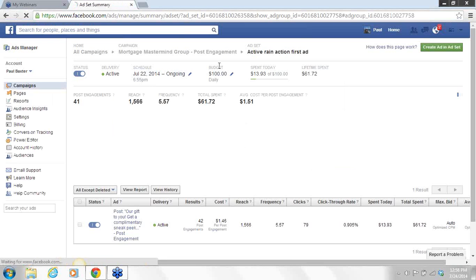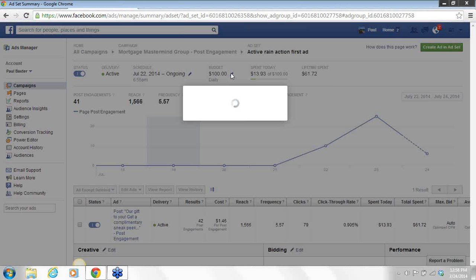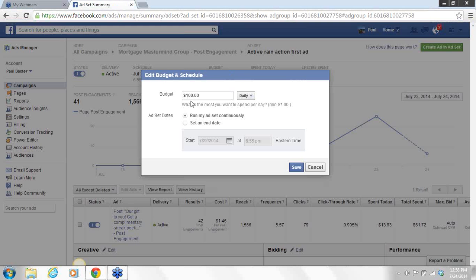I can still come up here to the budget section and edit my budget. Remember a minute ago, usually when I start an ad, I start at $10, see how it's performing, and then I will up that. If my ad's pulling and I'm getting people clicking it, I've got no problem paying a little bit more money. That's a determination that you'll make. You can also set an end date or set dates for your ad to run in that section.